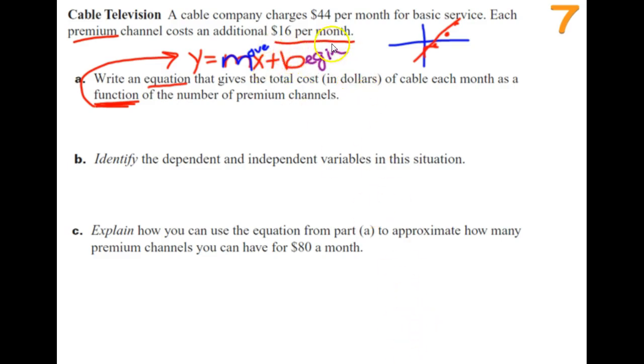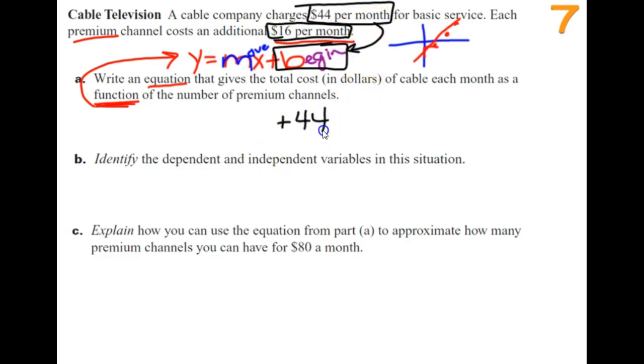So first, where are we beginning at? I like to start with b, going in alphabetical order here. We begin by being charged $44 a month per basic service. And then every single channel you get will cost $16. So our 44 is really our b. And each additional channel, because they're asking us based on the number of premium channels we're getting, that's 16 times over and over and over again for every channel we get. So y equals 16x plus 44.